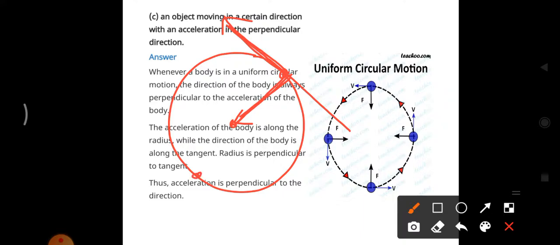Maybe the object is here, then you have to draw the tangent line. This is a tangent line. So this is the direction of the object. The acceleration is towards the center, that means along the radius. So see here, the acceleration and the direction of the body are perpendicular to each other.